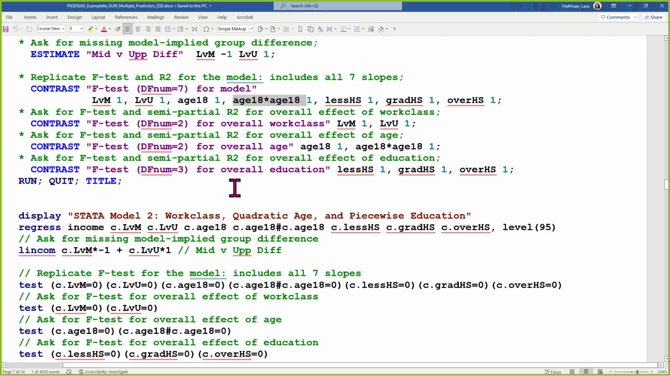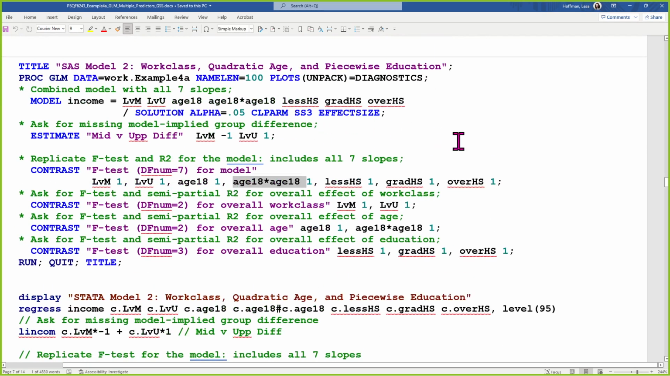So the output that we get by default then differs by program, because SAS has this very nice option for effect size right here that is going to spit out semi-partial effect sizes and partial effect sizes for each individual slope. We have to work a little bit harder to get those in some of the other packages. The rest of this, though, pertains to additional information that I want to know given the context of this analysis.